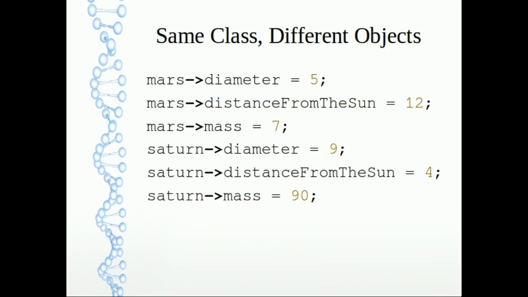Here we see that we can access the members of Mars and Saturn and assign them values. In this way, Mars and Saturn are now different from one another. Notice that the objects are now storing different data, but that their structures remain identical, because they are different objects, but they are of the same class.